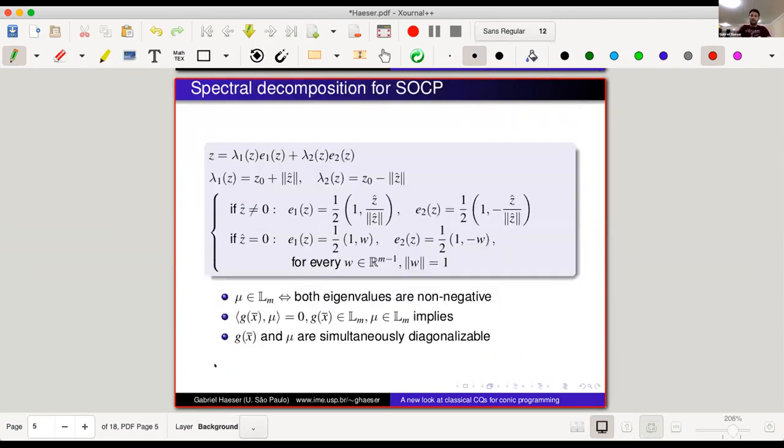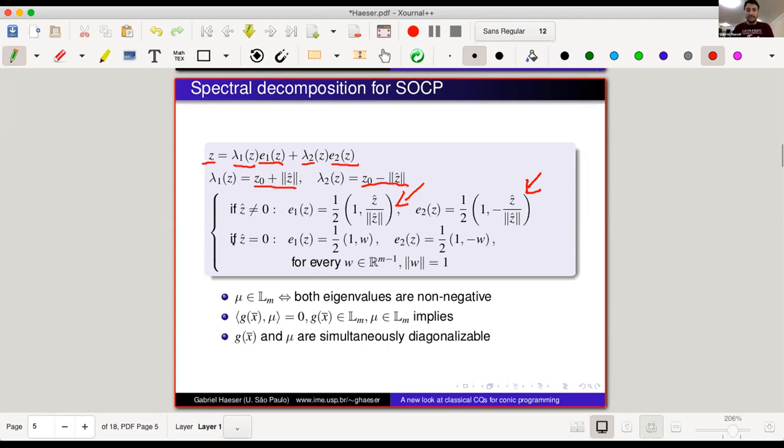And an important tool for semi-definite programming and also for second-order cone programming is the spectral decomposition. For SDP, it's the usual spectral decomposition which we use, but for second-order cone programming, it's this one. So in fact, you can think of an SOCP as a two-dimensional problem, because every vector can be decomposed as a sum of two eigenvectors and eigenvalues. And the interesting thing about dealing with these conic problems is that you have a closed formula for the eigenvalues. It's simply this computation, and the eigenvectors are also clearly defined by these formulas.